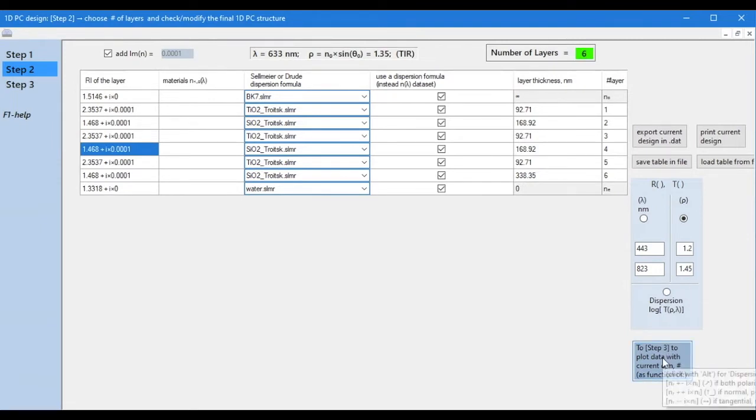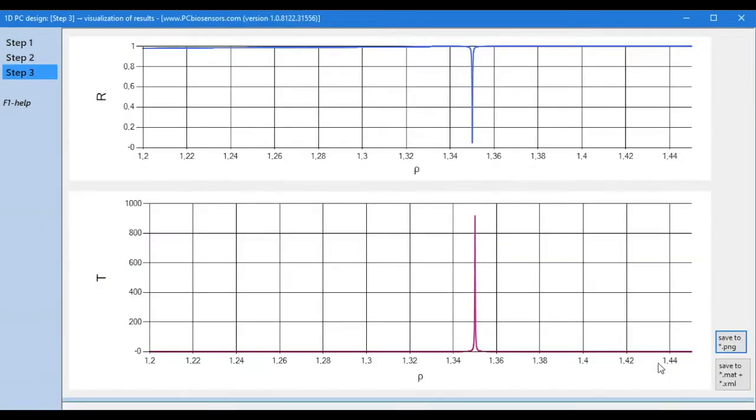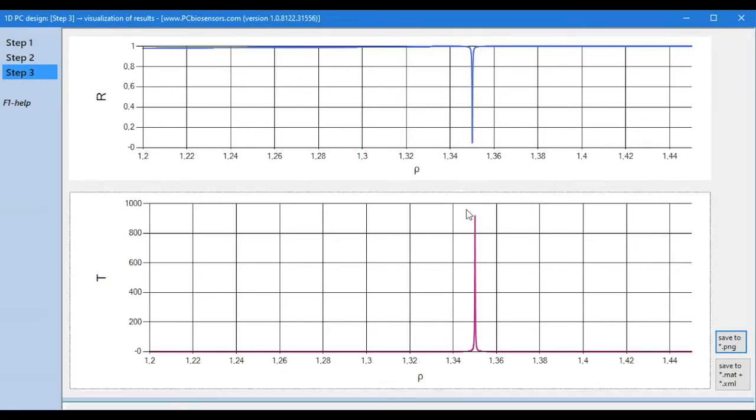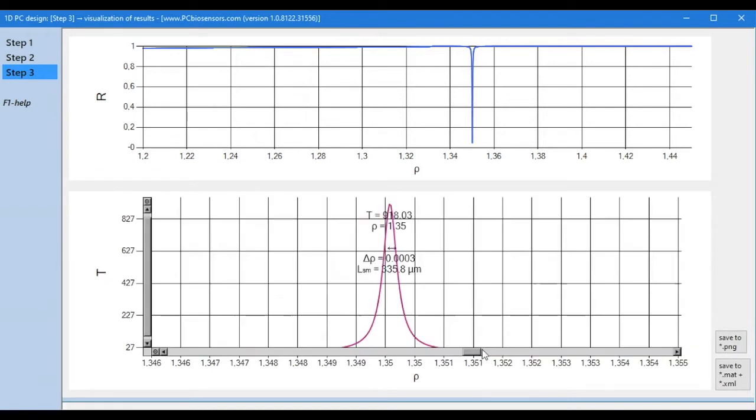Let us make sure that for given losses in the structure, this number of layers is optimal, that is, the resonant dip of the reflection coefficient drops almost to zero. Also, let's make sure that we got the resonance exactly where we expected. We see that the angular resonance is exactly at ρ equals 1.35. The propagation length of this surface wave is 336 microns.